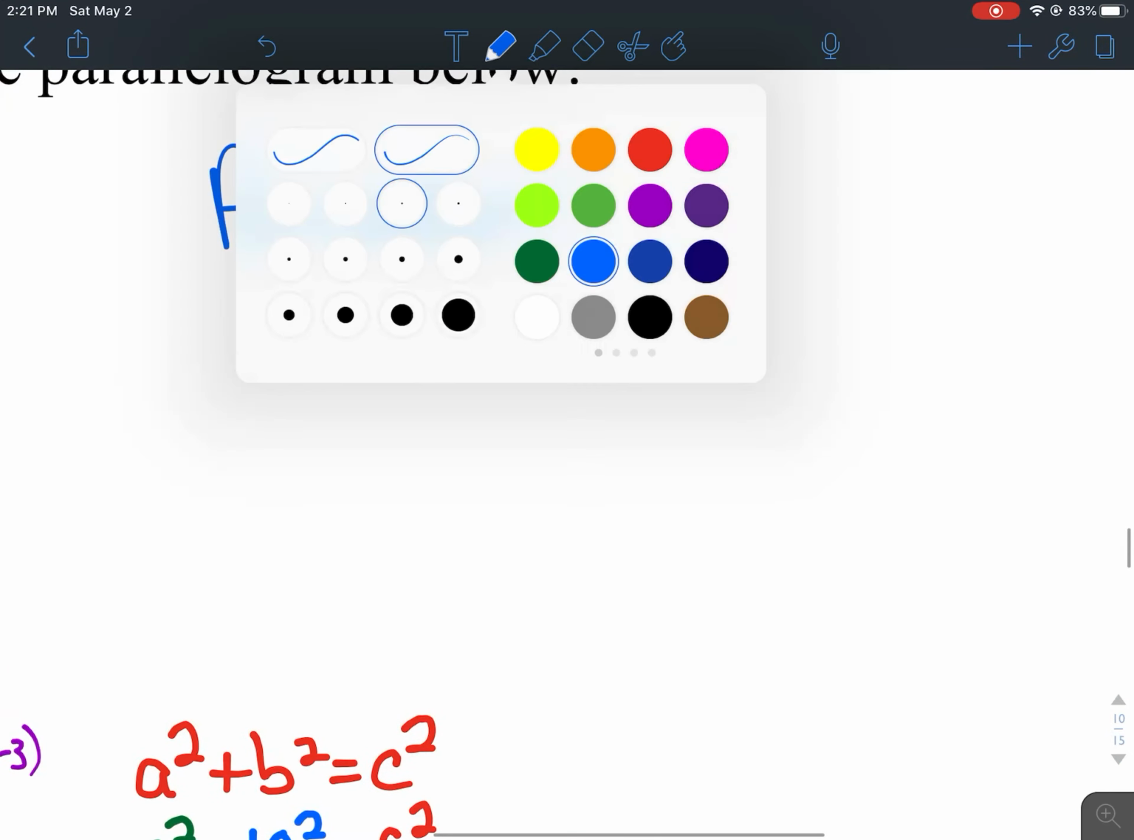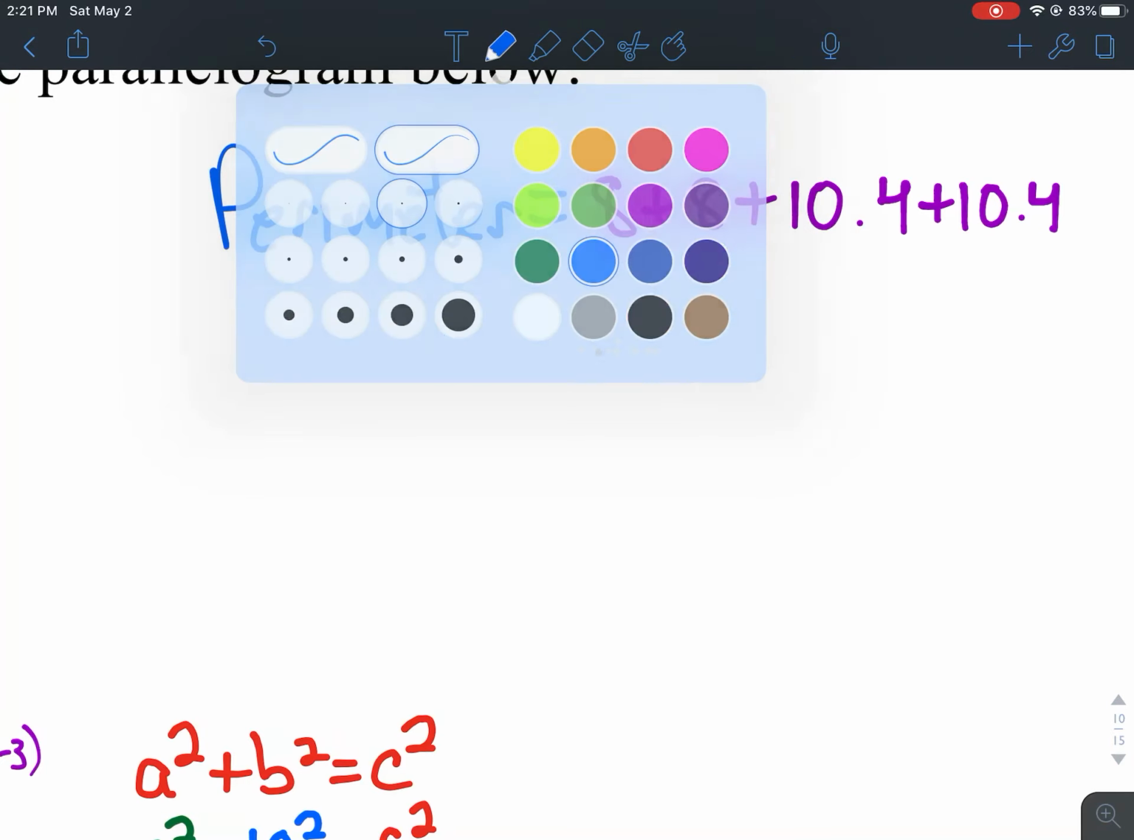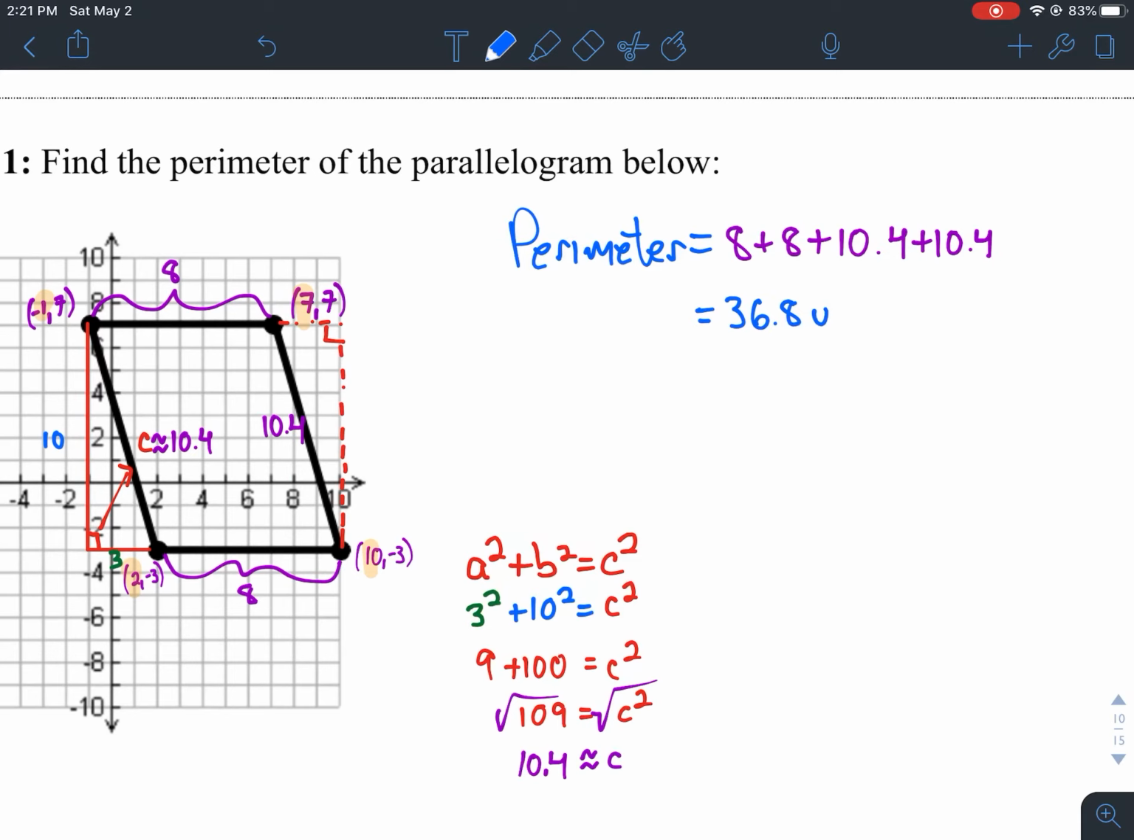So we have 8 and 8. 8 plus 8. And then we found out recently that the other slant height is 10.4 and also 10.4, since they're the same essentially because they're opposites. Opposite sides of a parallelogram are the same. So if you add those numbers together, that is 36.8 units. Now, because perimeter is distance around, we're not squaring the units, it's just units.